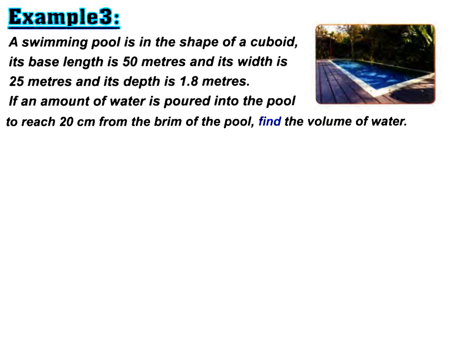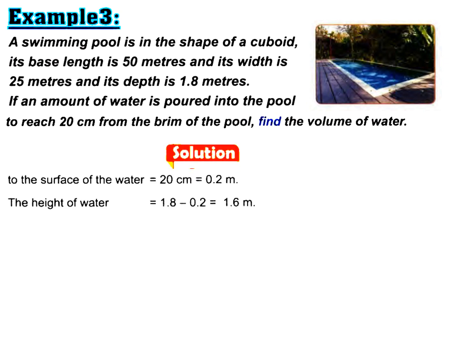So 1.8 minus 20 centimeters. I must convert this unit into meters. Firstly, 20 centimeters equals 0.2 meter, because when I convert from the smallest to the greatest unit, dividing by 100 gives me 0.2. The height of water equals 1.8, the total height, minus 0.2, which gives me 1.6. So the volume of this water equals length times width times height of water, not height of the swimming pool, equals 50 times 25 times 1.6, which gives me 2000 centimeter cube.